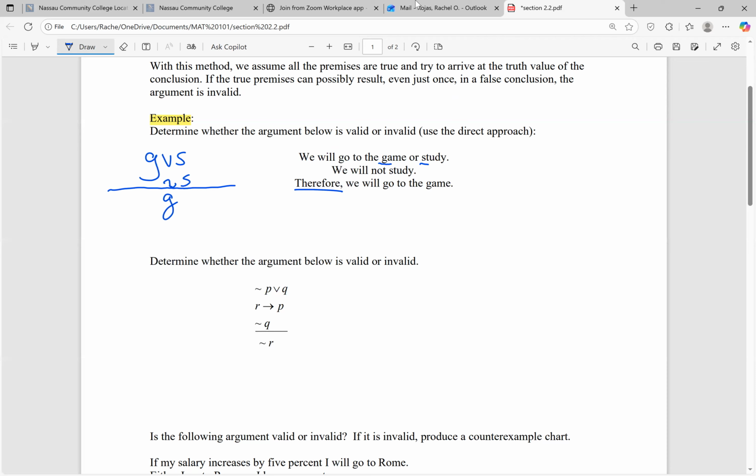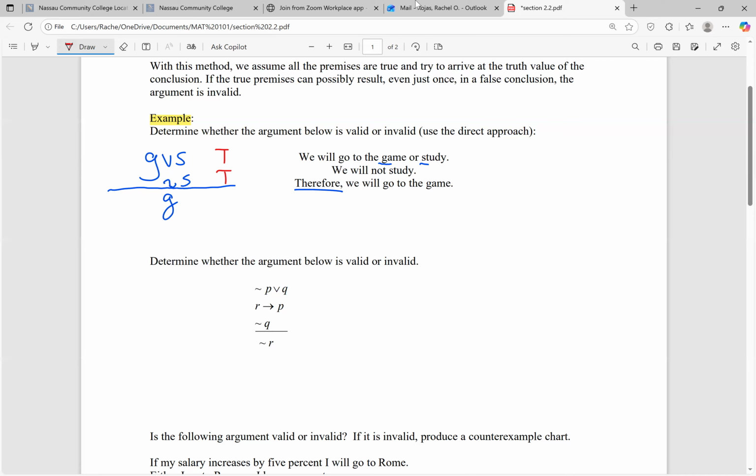So with this approach, we're going to assume all the premises are true. We have two premises in this case, so we're going to assume that they're true. Based on this, let's see if we can arrive at what the truth value of the conclusion is going to be, based on the fact that both premises are true.